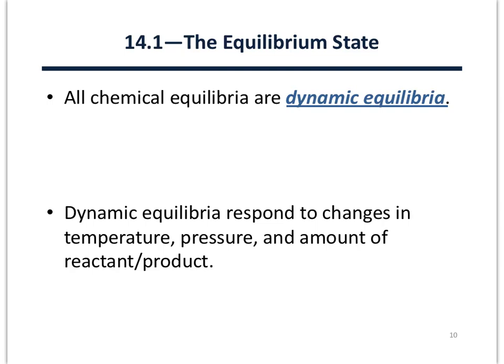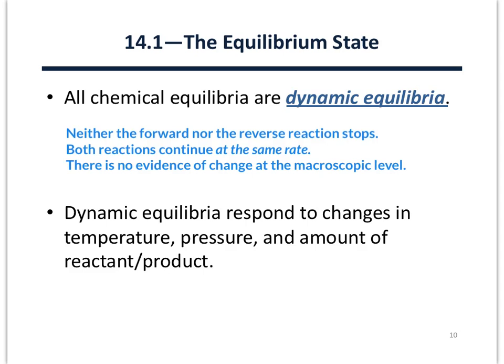All chemical equilibria are dynamic, meaning that neither the forward nor the reverse reaction stops. Instead, the rate of the forward reaction is equal to the rate of the reverse reaction when the reaction is at equilibrium. Reactants are converted to products at the exact same rate that products are reconverted to reactants, so there is no apparent change in concentration of either reactants or products over time when a reaction is at equilibrium.